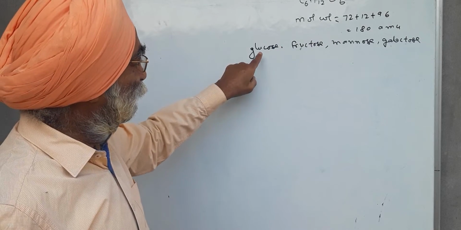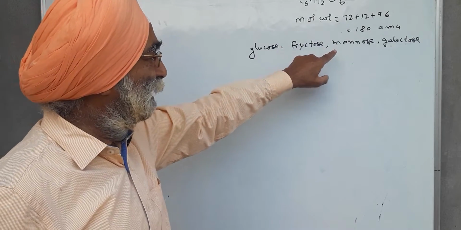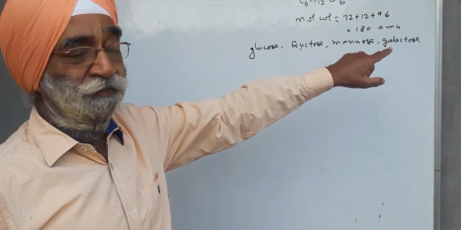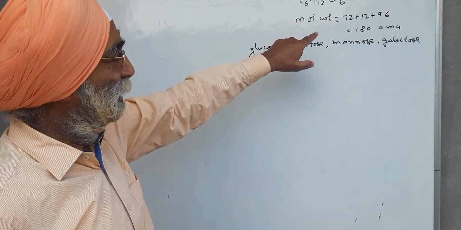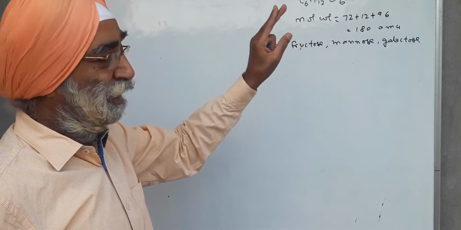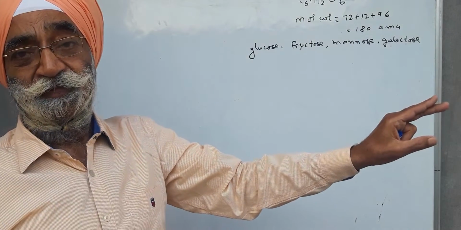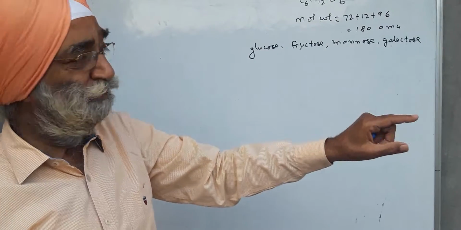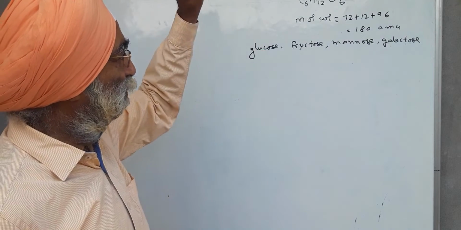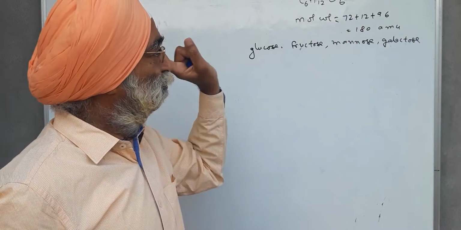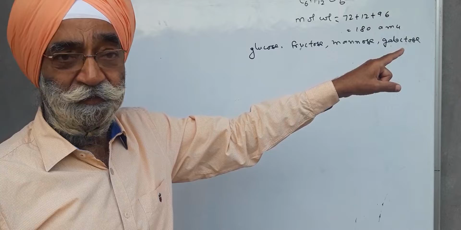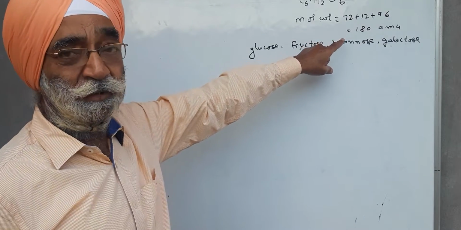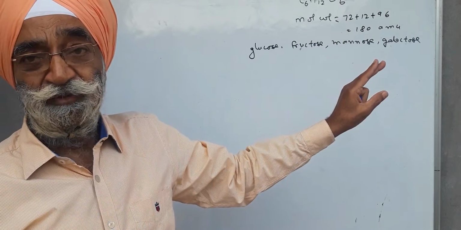If we take an equal number of grams of these substances, since molecular weight is the same, these will have the same number of moles. What is the relation? Number of moles is equal to weight over molecular weight. Weight is the same, molecular weight is the same, so the number of moles will be the same.